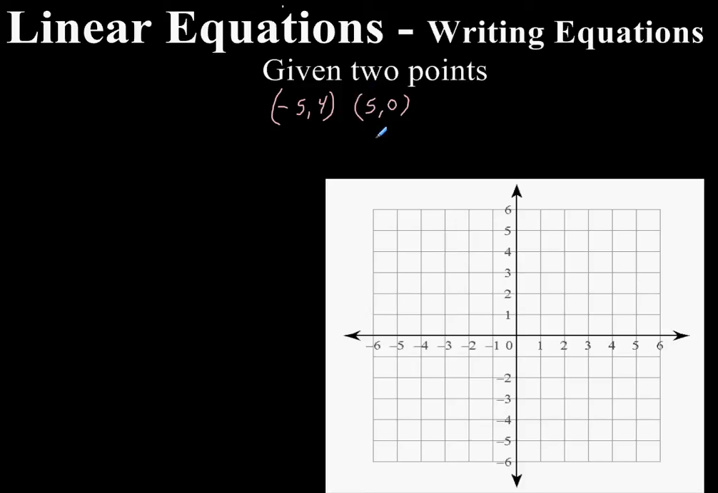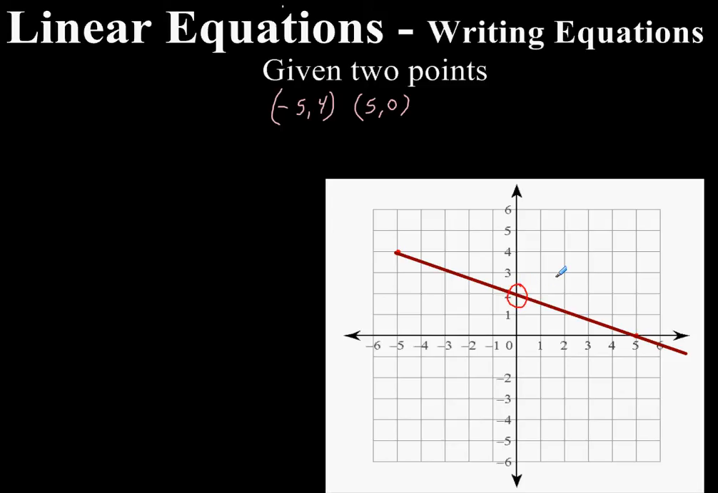Well, first of all, we could plot those points on the graph. Let's get a dark color that you can see. -5, 4 right here, and 5, 0 right there. And let's draw us a straight line through those points. Alright, well, there's our line. Almost perfect. Anyway, it's clear that we can tell where this line is going to cross the y-axis. It's going to cross right there.